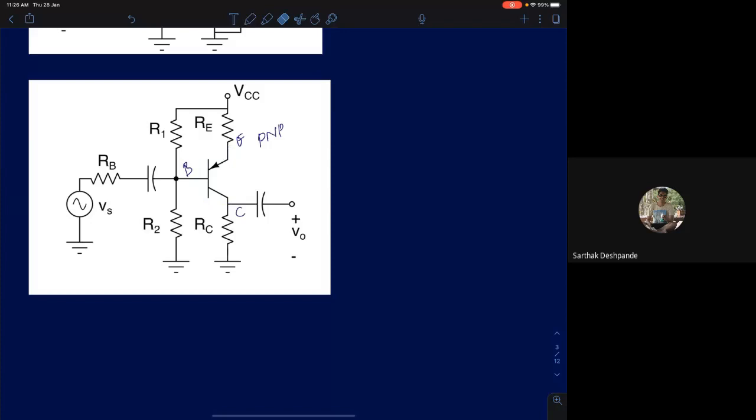So now what configuration is this? Input, where is the input? Input is at the base. Common emitter. Yes. So output is at the collector. So therefore the third terminal is common. Therefore it's a common emitter configuration with a PNP transistor. It's not common base. It is common emitter configuration. Input is at the base, output is at the collector. The third terminal becomes the common terminal.